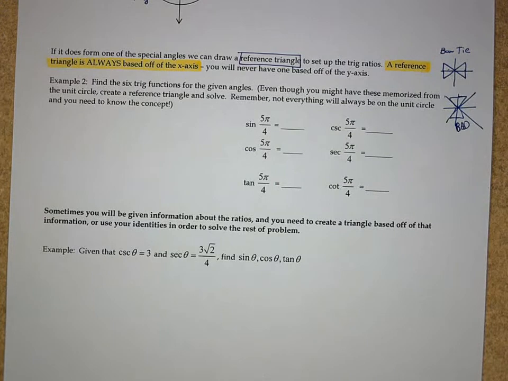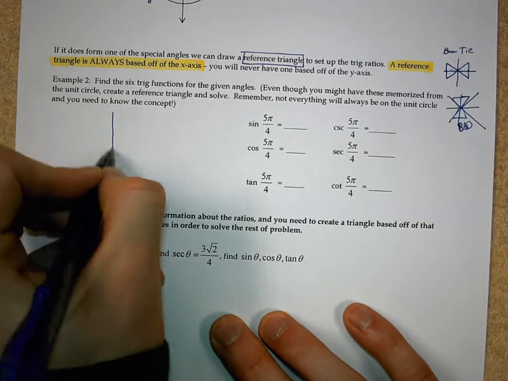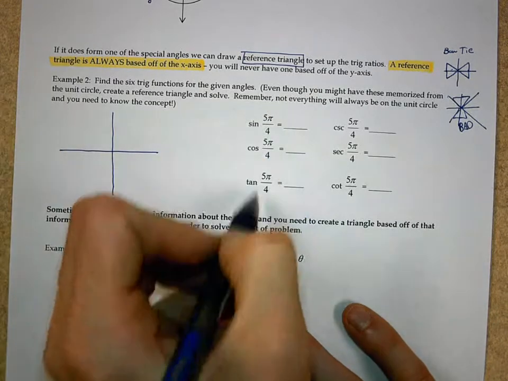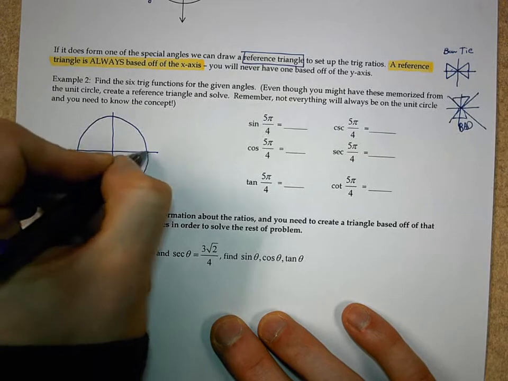So this example, 5 pi over 4, is on the unit circle, but let's go through the thought process as if it weren't on the unit circle using this reference triangle idea. So we want to find the 6 trig functions given the angle 5 pi over 4.